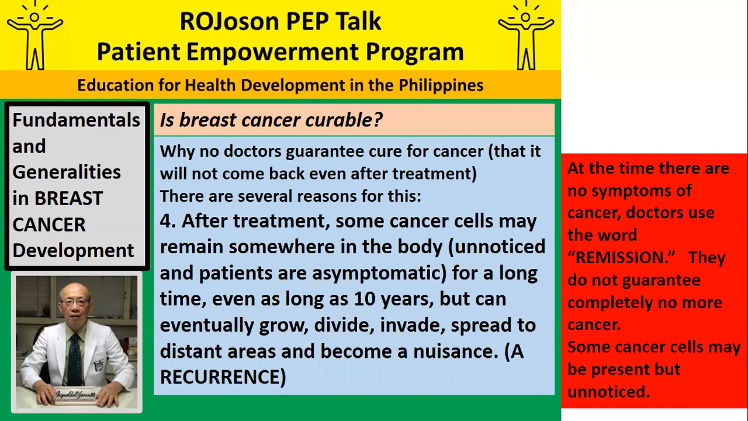And lastly, after treatment, some cancer cells may remain somewhere in the body unnoticed, and patients are asymptomatic for a long time, even as long as 10 years, 20 years, but can eventually grow, divide, invade, and spread to distant areas and become a nuisance. This time it's called a recurrence.